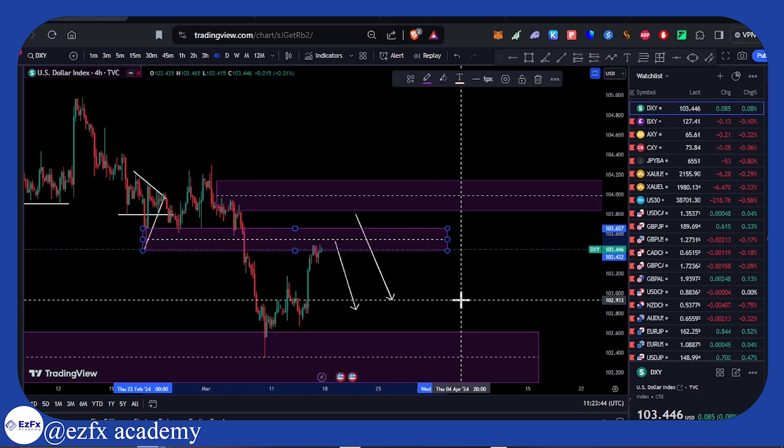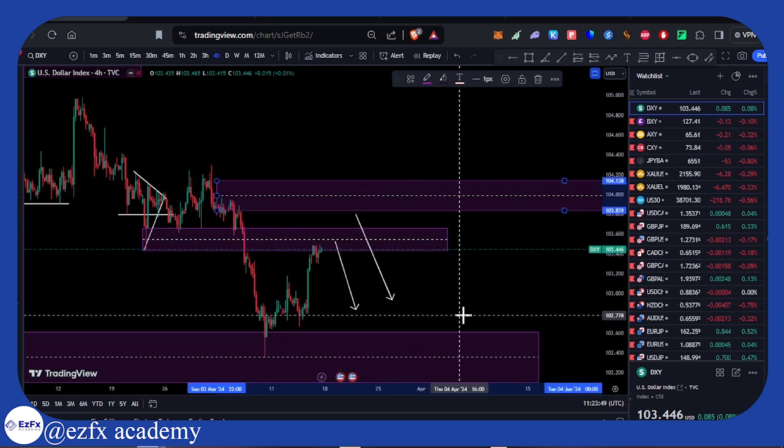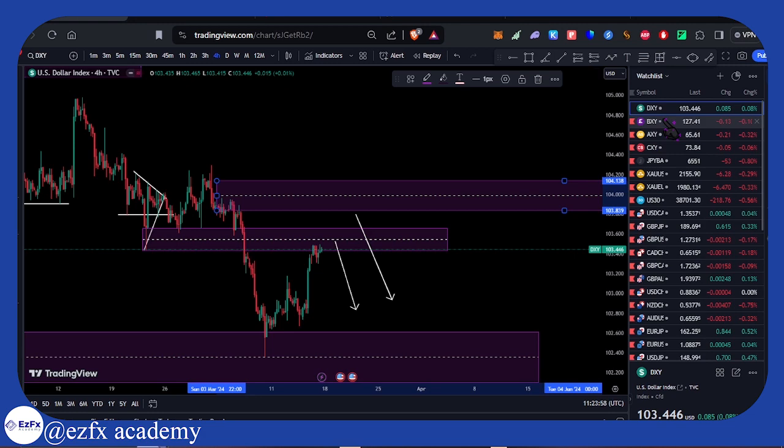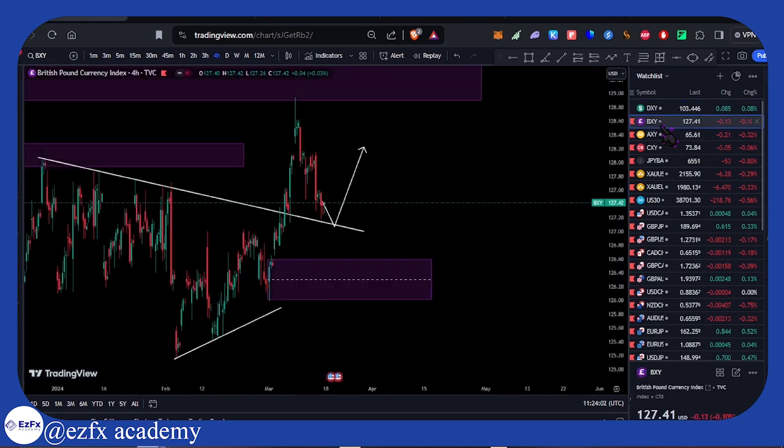In the occurrence that zone gets broken, however, I'm watching out for this zone just above it. This is around 104.138 and 103.839. That being said, my overall bias for DXY during the course of this week would be for it to lose strength, for it to be weaker. So bearish on DXY.